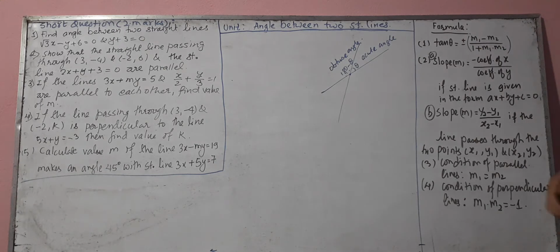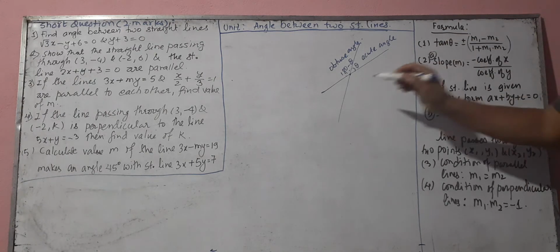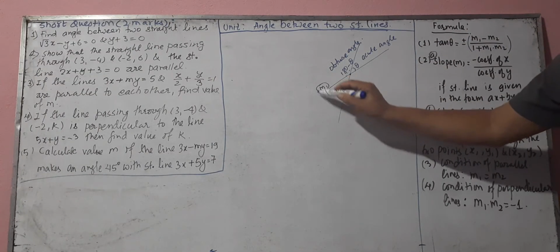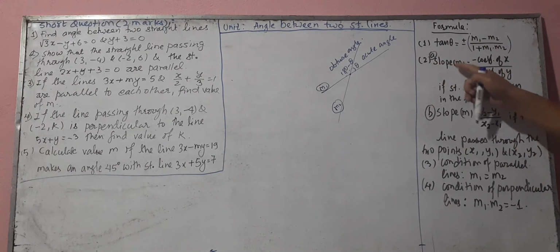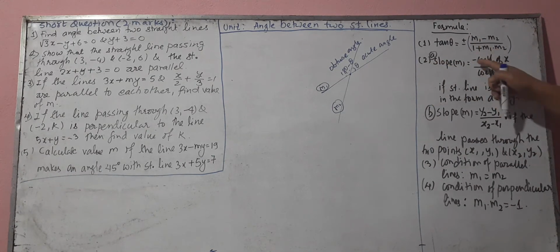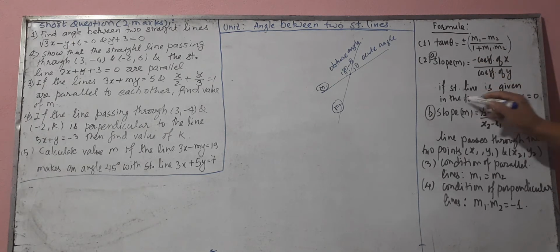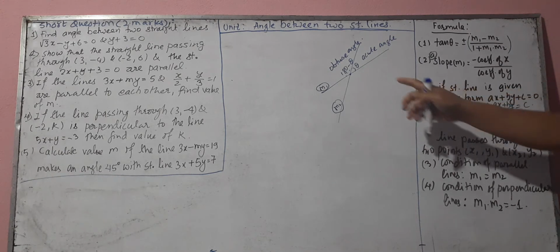The next formula: m1 and m2 are the slopes of the two lines. Suppose m1 is the slope of this line and m2 is the slope of the other line. The slope can be obtained using minus coefficient of x divided by coefficient of y, if the straight line is given in the form ax plus by plus c equals 0. Sometimes the equations may be of the form by equals c. In that case also we can use this formula.